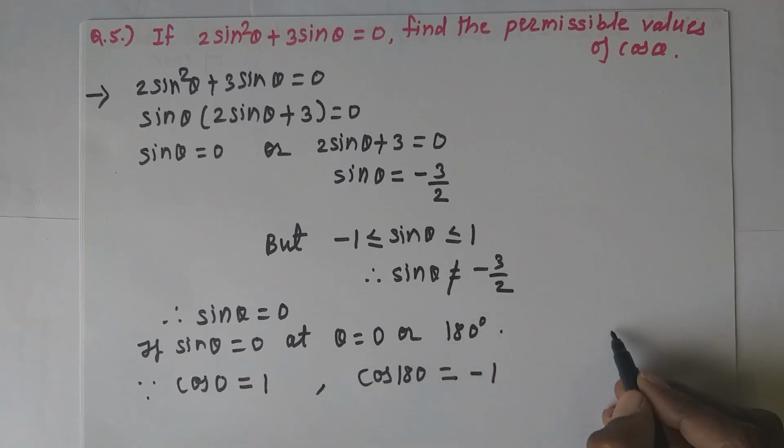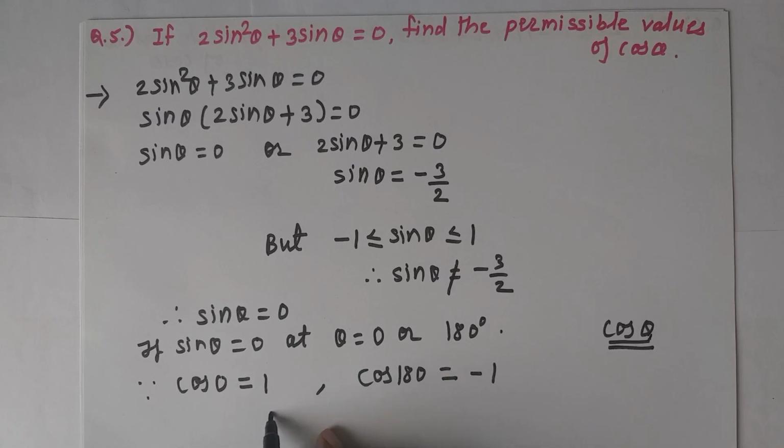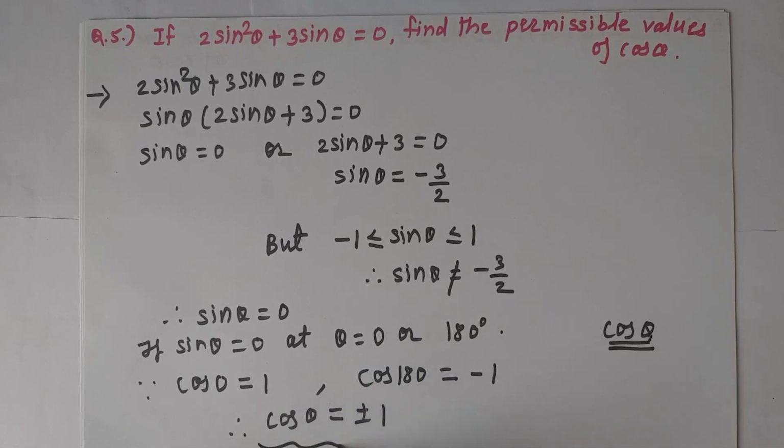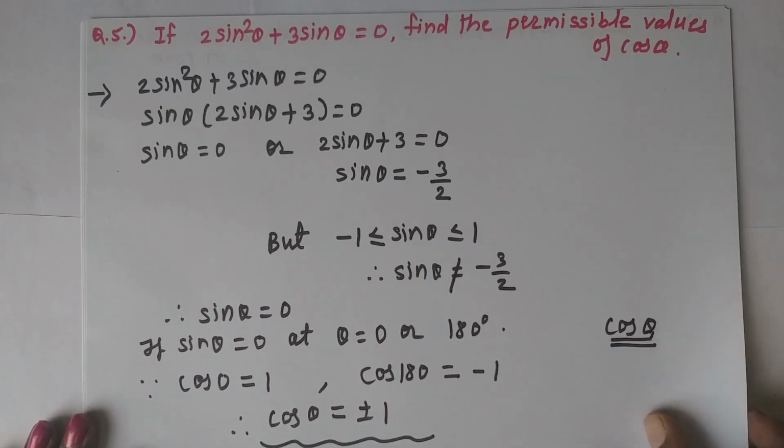Means we are keeping the value of theta, that is 0 and 180 degree, in this equation. If theta is 0, then value of cos theta, that is cos 0, will be 1. And if theta is 180 degree, then value of cos will be minus 1. Means permissible values of cos theta will be plus minus 1. These are permissible values of cos theta, that is plus minus 1. Okay. Let's see the next problem.